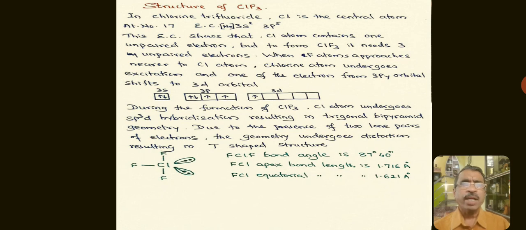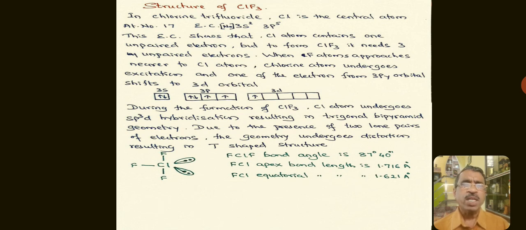Now, the electronic configuration is shown. During the formation of chlorine trifluoride, the chlorine atom undergoes sp3d hybridization, resulting in trigonal bipyramidal geometry. Due to the presence of 2 lone pairs of electrons, there is lone pair-bond pair repulsion. Because of this repulsion, the geometry undergoes distortion, resulting in a T-shaped structure.